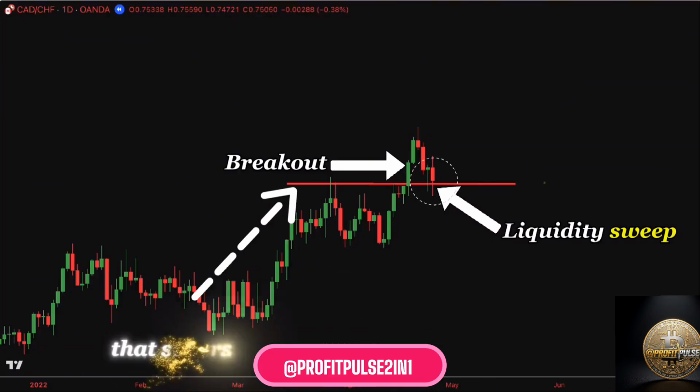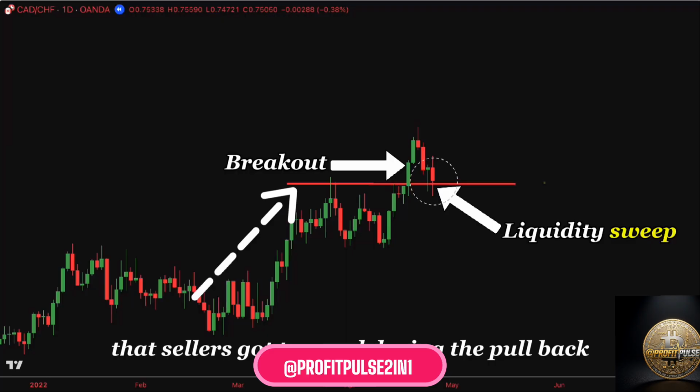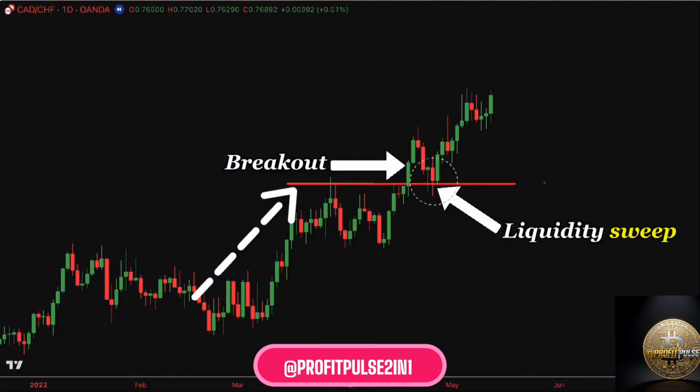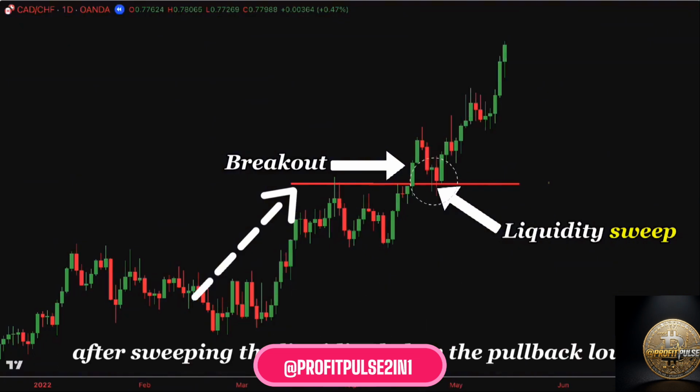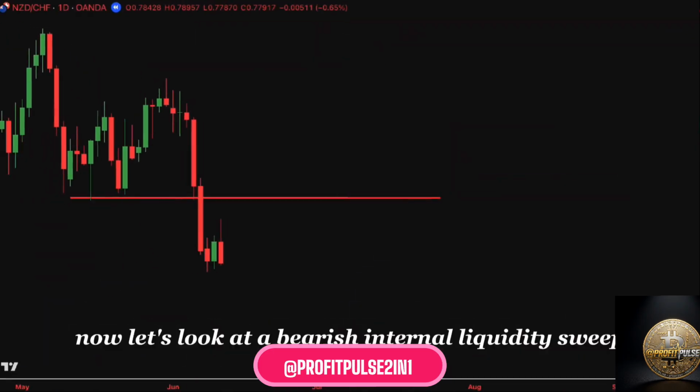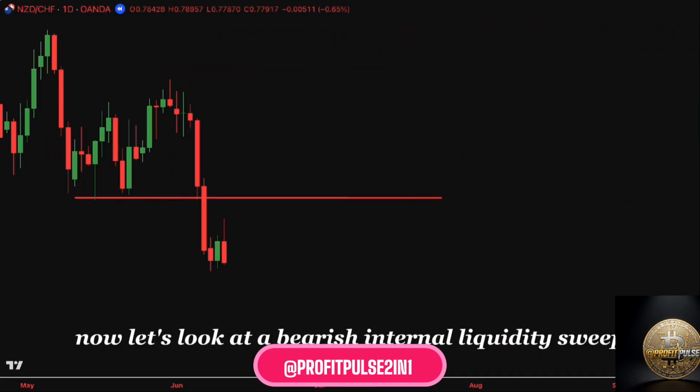This move indicates that sellers got trapped during the pullback and that buyers have regained control of the market. Look at what happened next. After sweeping the liquidity below the pullback low, the market resumed its uptrend and continued moving higher. Now let's look at a bearish internal liquidity sweep.